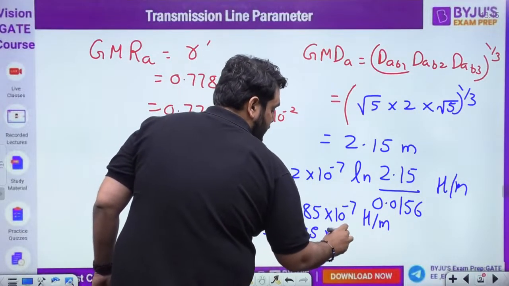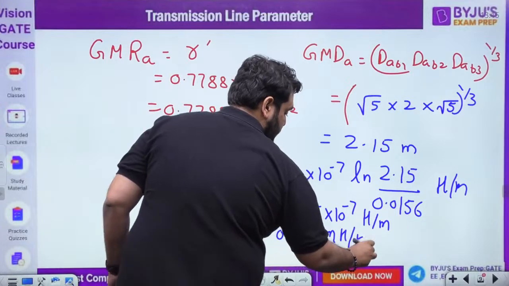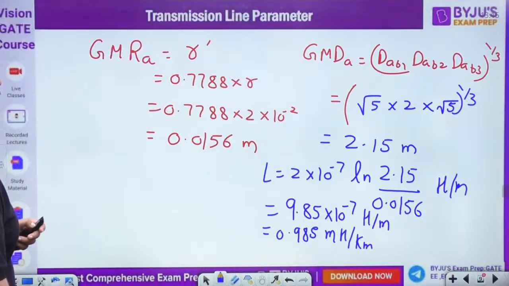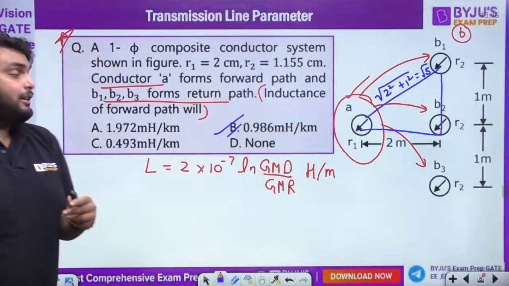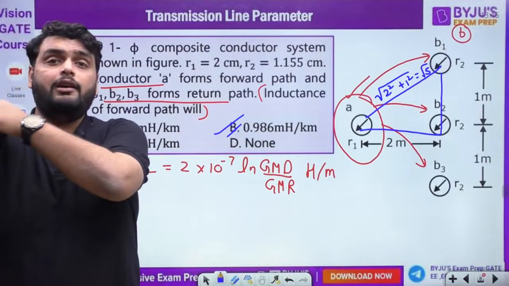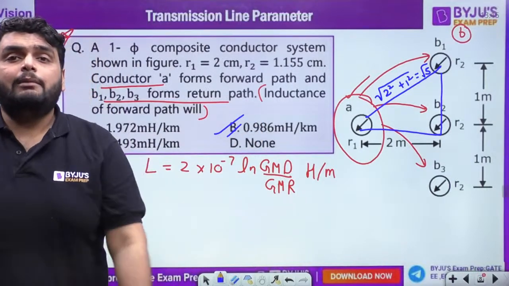So it comes out to be 0.985 millihenry per kilometer. Okay? So let me check which option is correct. Option B, option B. Check the calculation, beta.